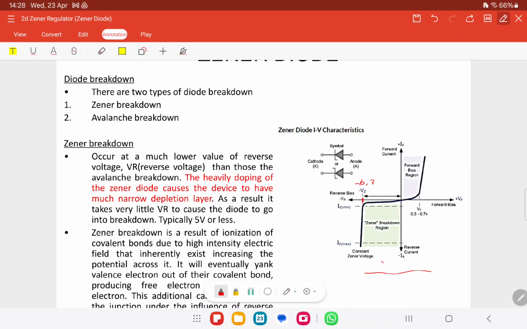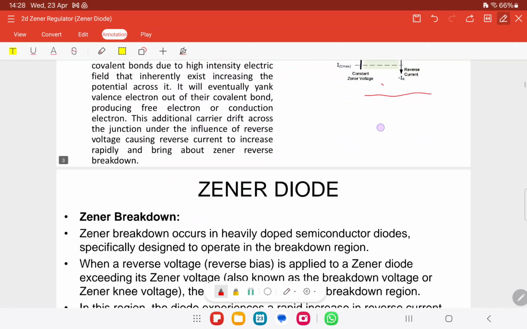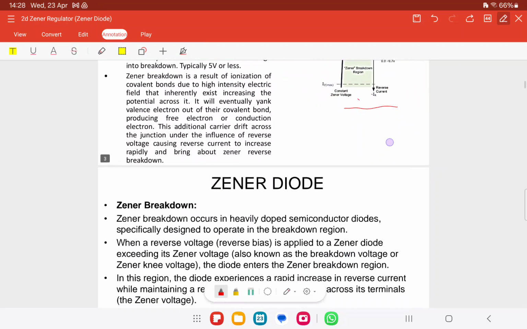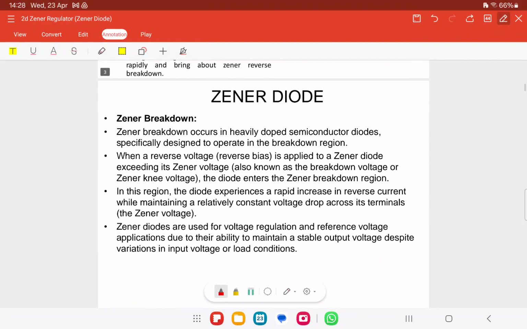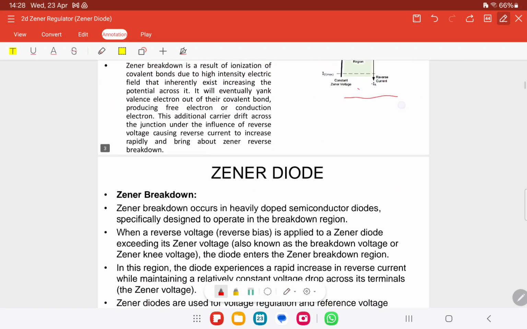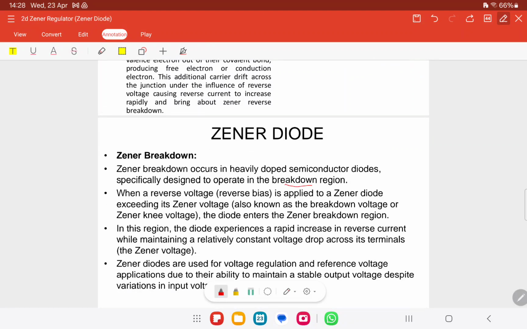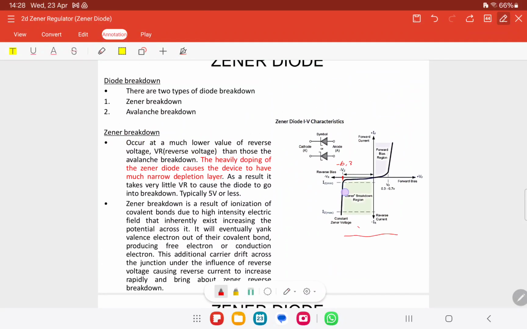Heavy doping of the Zener diode causes the device to have a much narrower depletion layer. Specifically, this one is for Zener breakdown. The breakdown region is here. This is the area for the breakdown region.